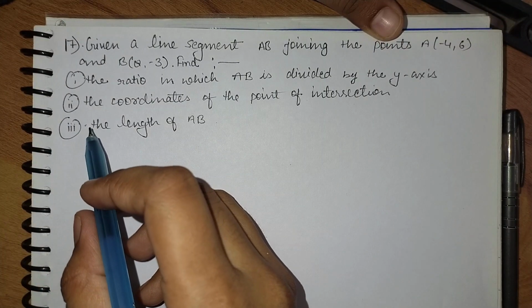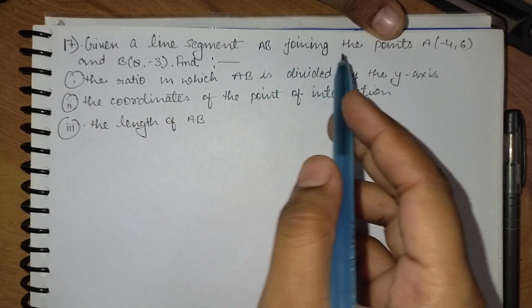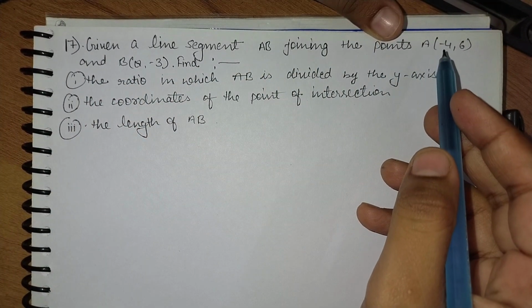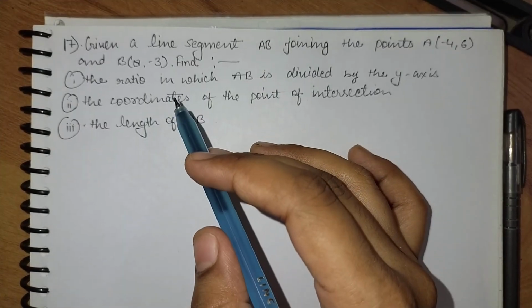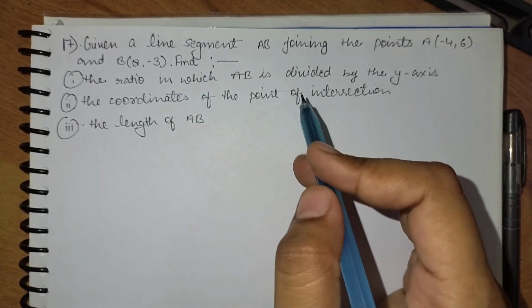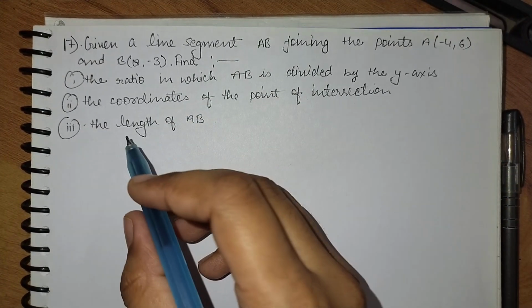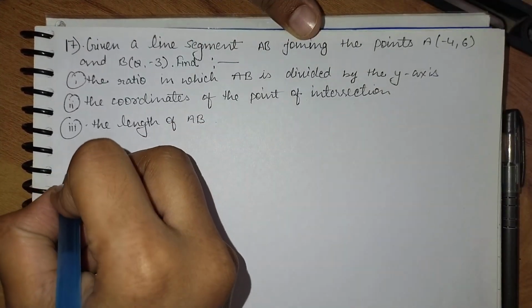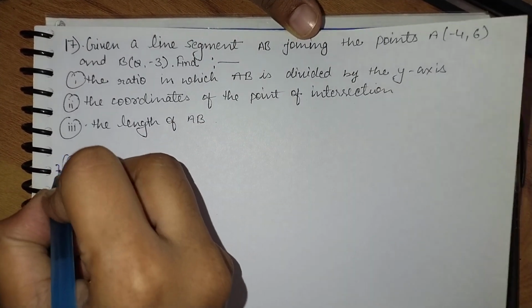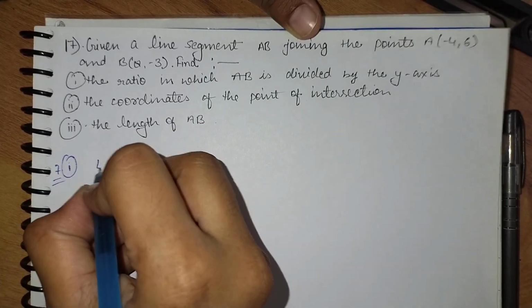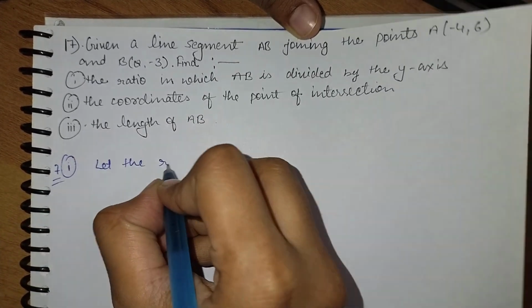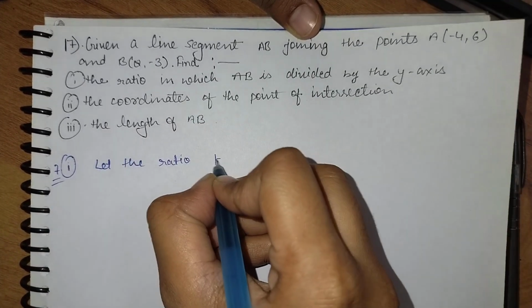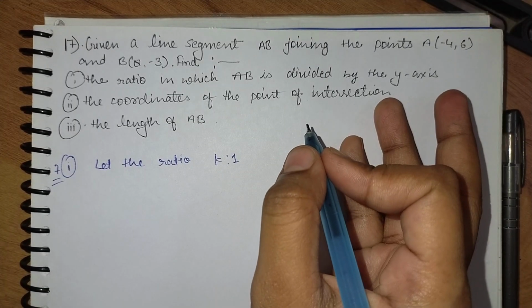Now let us solve question number 17 here. Given a line segment AB joining the points A and B, we have to find the ratio in which AB is divided by the y-axis, the coordinates of the point of intersection, and then the length of AB. So if we solve the first part here, we have to find the ratio. Let the ratio, because ratio is not given to us, be k ratio 1 here.